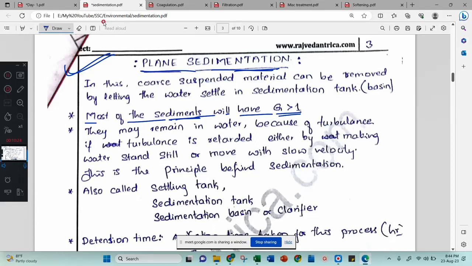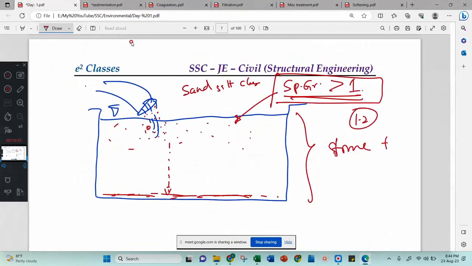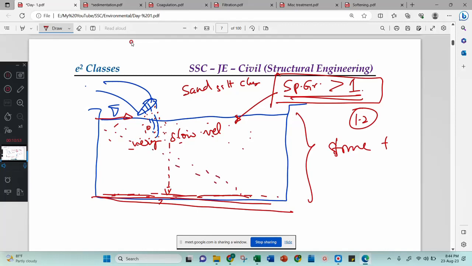They may remain in water because of turbulence. If the turbulence is retarded, either by making the water stand still or move with a slow velocity, here you will make a small slope so that the water will flow with a very slow velocity. When the water is moving with very slow velocity, these particles will come and settle down.